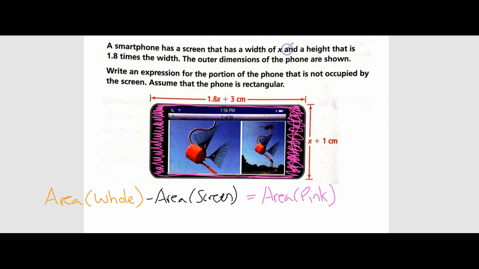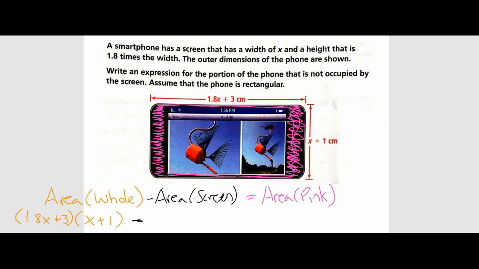So an expression for the area of the whole phone, right? Well, length times width. So that's going to be 1.8x plus 3 times the quantity x plus 1 minus the area of the screen.